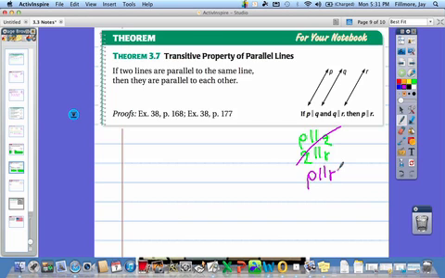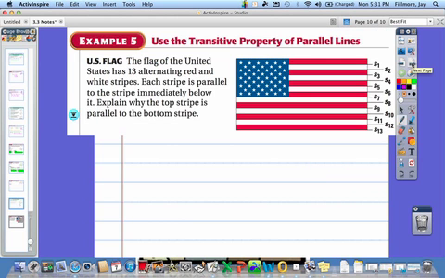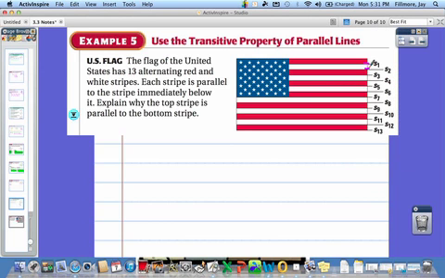So a quick example. The flag of the United States is 13 alternating red and white stripes. Each stripe is parallel to the stripe immediately below it. Explain why the top stripe is parallel to the bottom stripe. Well, if these two are parallel, and 2 and 3 are parallel, and 3 and 4 are parallel, and all the way down the line, all of them are parallel to each other, it's using our transitive property of parallel lines.